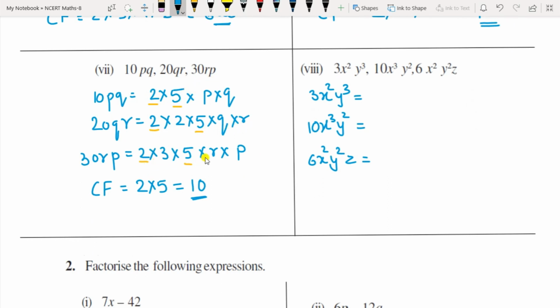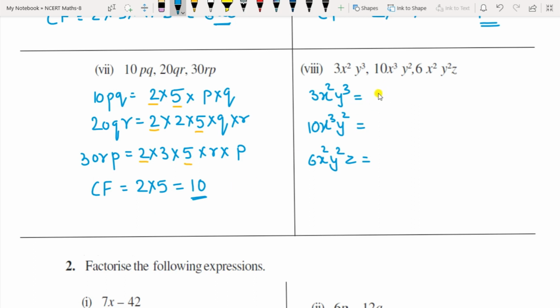6 into 5 into r into p. 6 means 2 3s are 6. So the common factors are 2 and 5 here, and the variables are not common. They are common in 2 of the numbers, but not in all the 3. It should be common in all the 3 here. Then only that is taken as the common factor. Okay, so only 2 and 5 are common in all the 3. So the common factor will be 10.